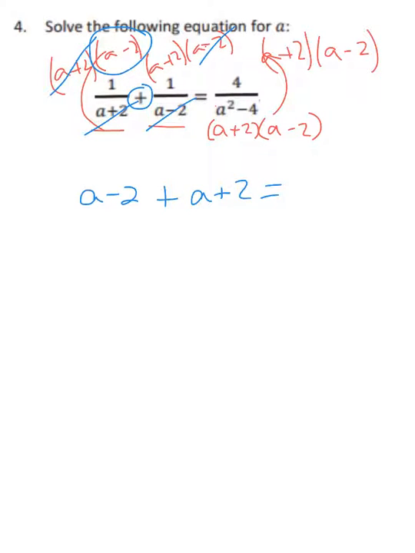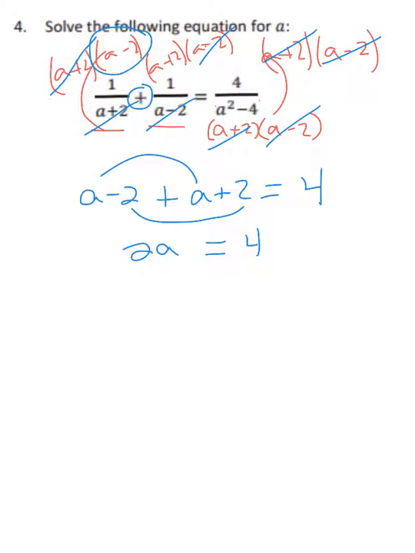Equals. On this side, the a plus 2 cancels, the a minus 2 cancels, so I'm not multiplying by anything other than an unwritten 1. And of course, 1 times 4 is 4. Clean things up. I've got a and a make 2a. Minus 2 and plus 2 is gone, so 2a is all that's left on the left, equals 4. Divide by 2, and a turns out to be 2.